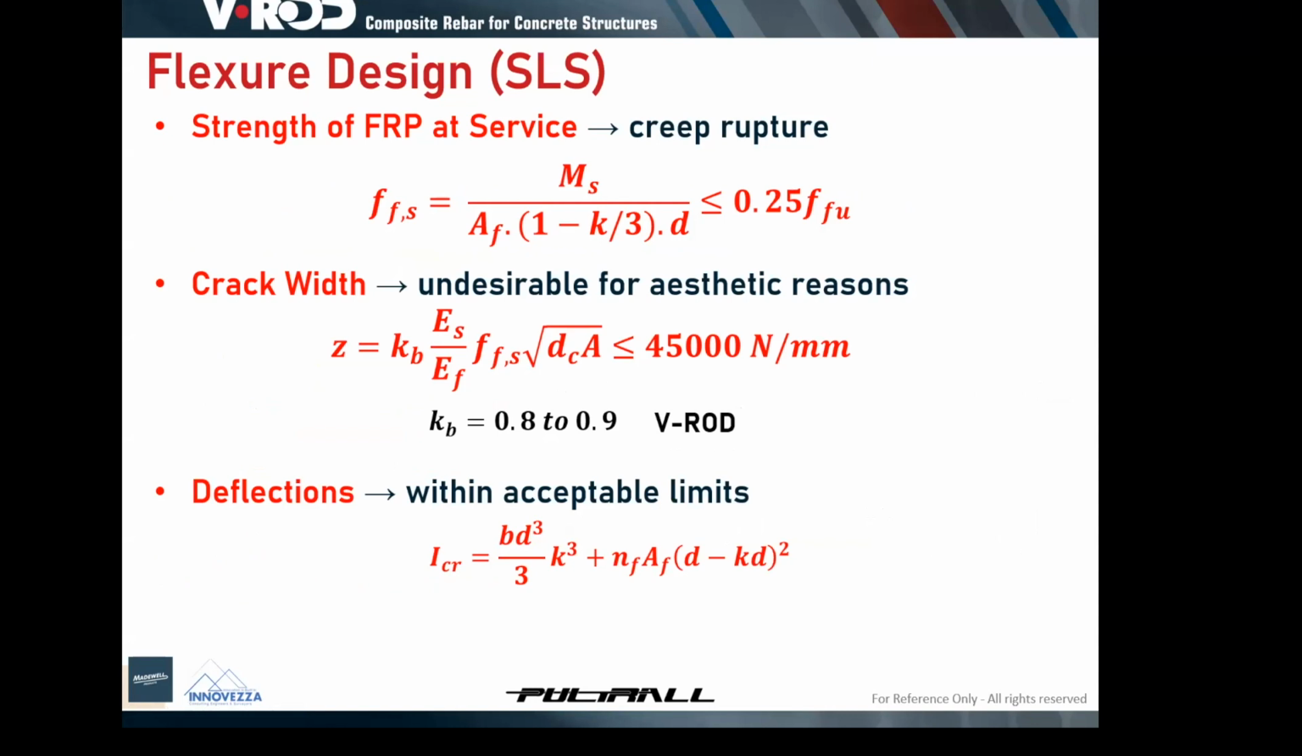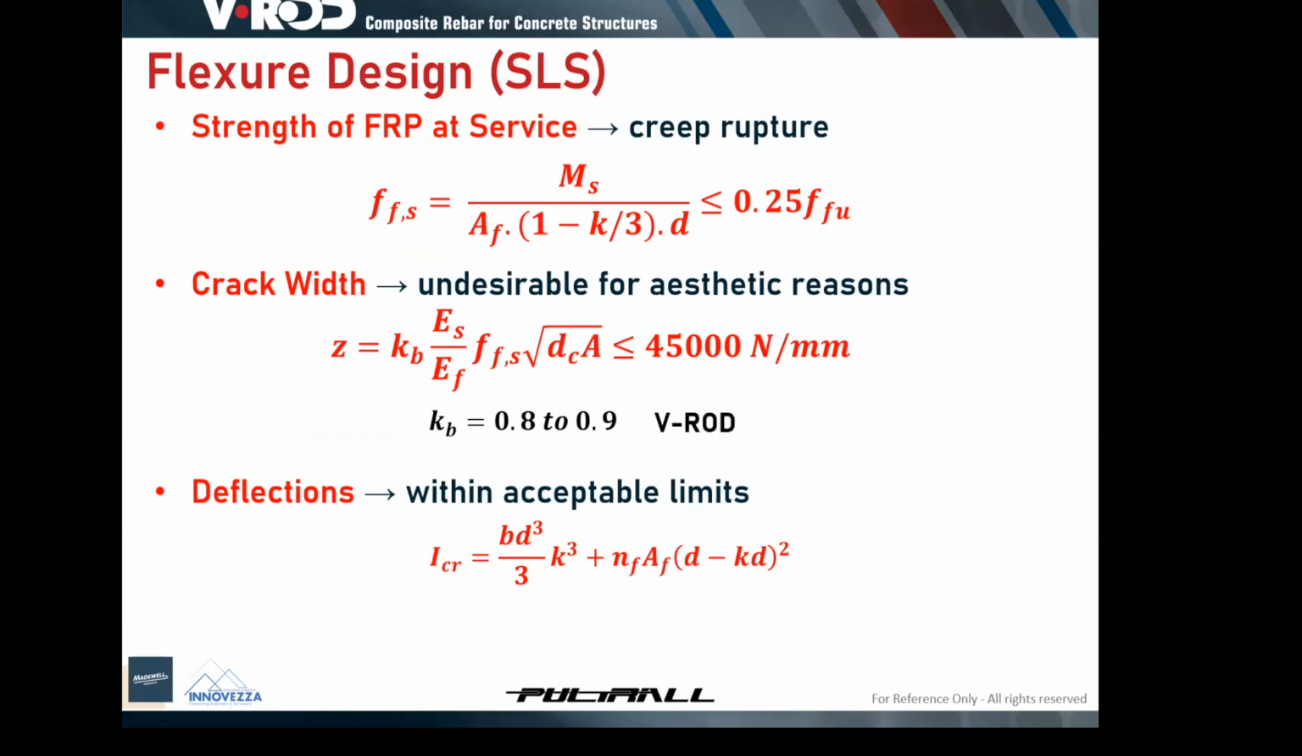For the strength of the GFRP bars at service, we can estimate the FFS from this equation here, and it should be less than or equal to 0.25 of FF ultimate. This is per the Canadian code, 0.3 per the AASHTO, and the new edition of the ACI will be 0.3 as well.